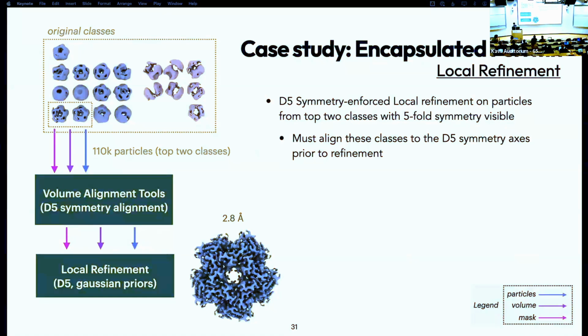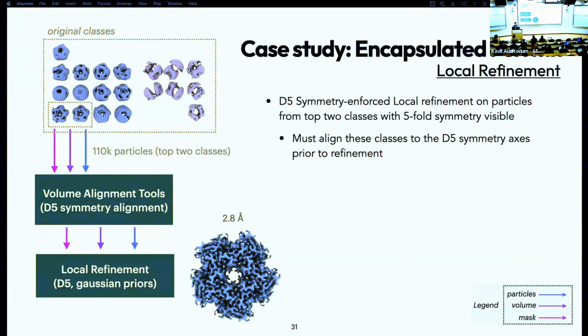Okay, using the two best classes with clear five-fold symmetry from the previous 2D classification, these two right here, I then aligned the structure to the D5 symmetry axis using the volume alignment tools job. This is important because these classes were previously out of alignment. We've never done anything with D5 symmetry yet. So we need to align it to the D5 axis before we go on to the next step.